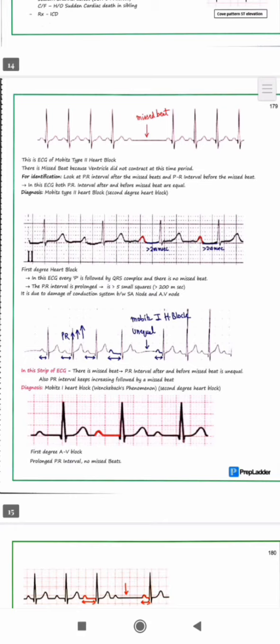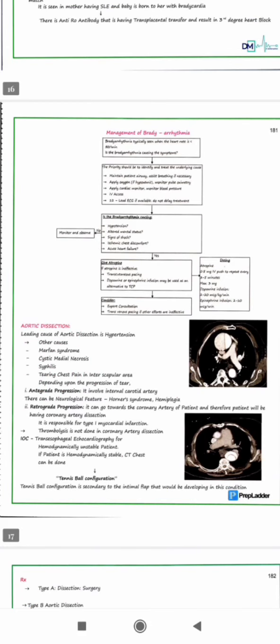Now there is this strip of ECG, and we're going to see a missed beat also. Now we're going to differentiate it from the Mobitz first degree heart block and the second degree heart block. The further images show you the second degree heart block and the first degree heart block. Now we have the management of bradyarrhythmia, which we typically see with a heart rate of around 15 per minute, and priority should be given to identifying and treating the underlying causes. Now we have the monitor, and we basically observe this condition, and this diagram is going to help you in this.